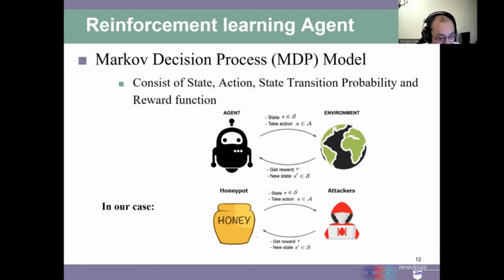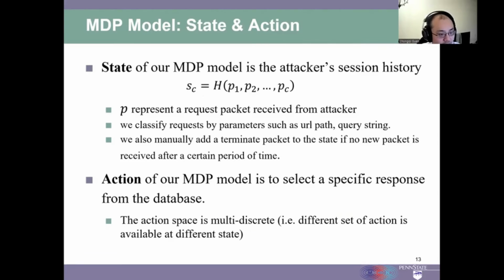Next, we will quickly describe the state space, the action space, and the state transition probability. The state space of our MDP model is defined as a series of packets received from the attackers, as in the equation. In particular, P here represents the packets, and we classify them through parameters such as the request path or query string. In addition, we also manually add a terminate packet to the state if no new packet is received from the attacker after a certain period of time.